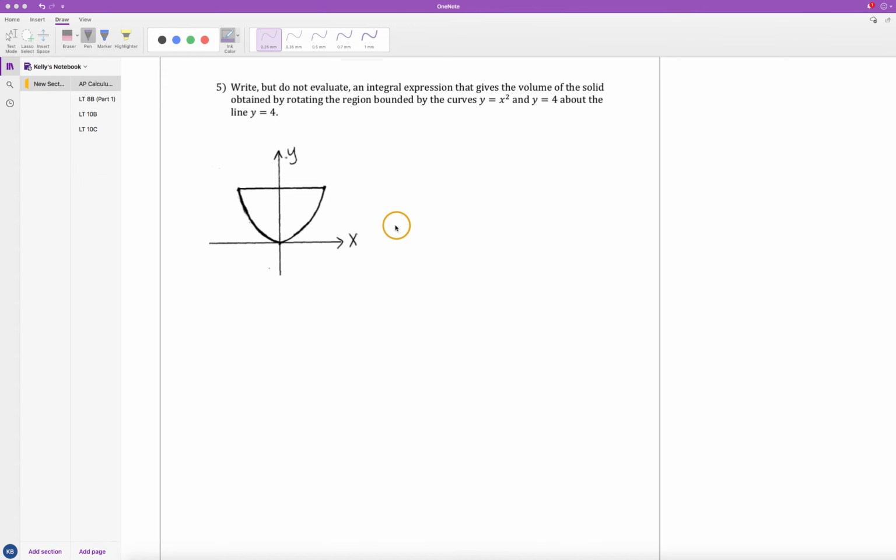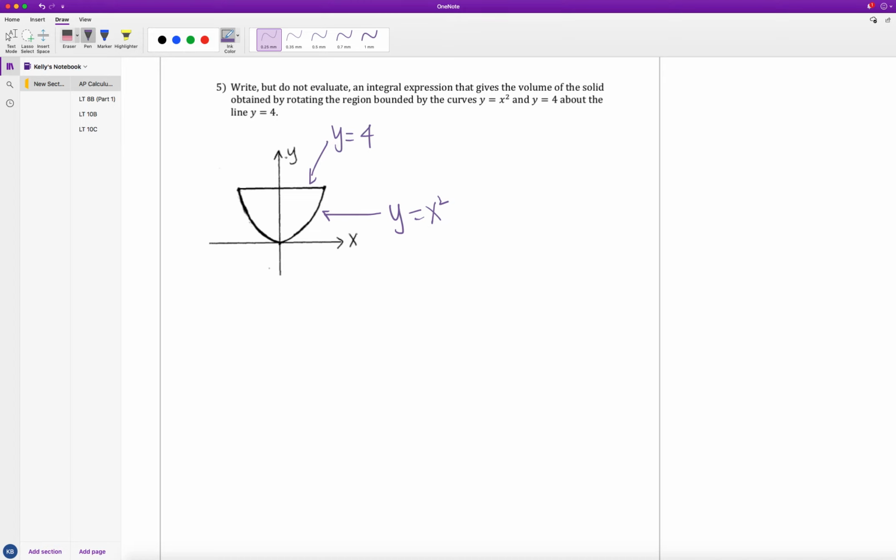So I'm going to do the same thing we started last time. I'm going to start by labeling my curves. So it says I'm bounded by y equals x squared, which is this whole curve down here underneath. So if I label that, then we have this guy as y equals x squared, and then y equals 4 is the horizontal line up here where this is actually bounded. So this top portion of this is y equals 4.